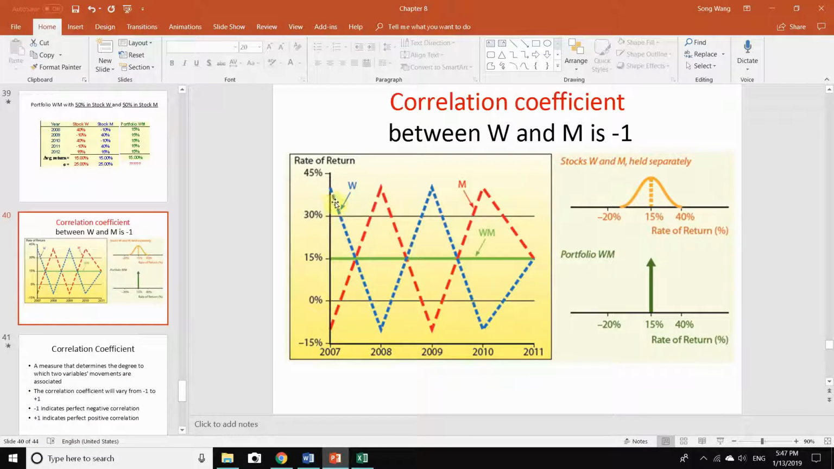So if I plug them into a chart, here is W and here is M, and if you form a portfolio, it's just the flat, solid green line, which ensures a 15% return with no fluctuation at all. So the risk of the portfolio is 0. That is called hedging. Actually, the entire hedge fund industry is based on this ideology. You find two assets that have a negative correlation, and their risks cancel each other, so you reach a good hedge position, your risk is minimized, and you reach the best portfolio.